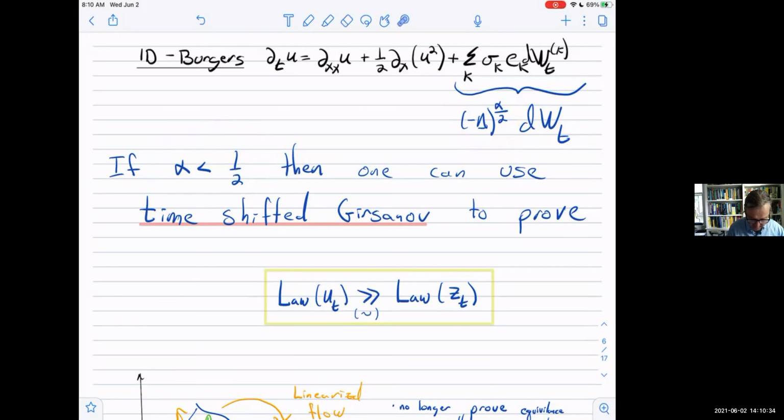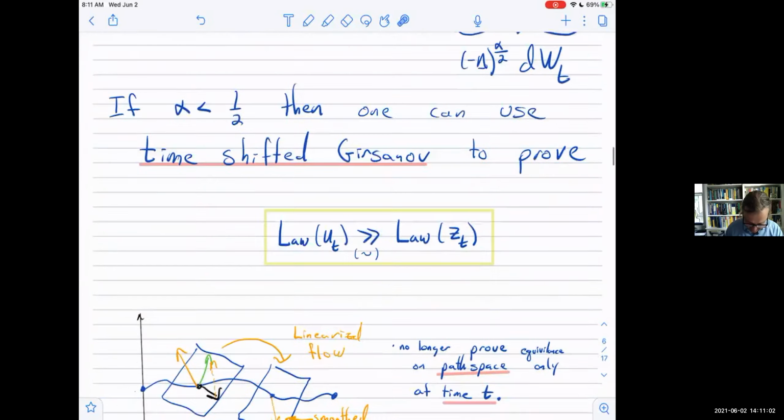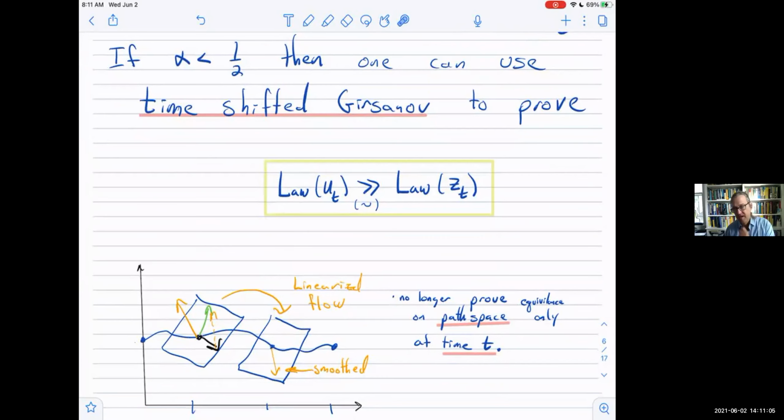In fact, if you want to think of it being very negative, then you can use something which I'm going to explain in a second called time-shifted Girsanov to prove that the law of U is absolutely continuous with respect to the law of Z. But notice I'm only saying at time t. That's really important. So I'm no longer trying to make absolute continuity in path space. I'm only going to say it at a time t, okay? And this kind of method, which we now are calling time-shifted Girsanov, goes back at least to some papers of Tufik Sweden and I around 2005 and 2008 for Burgers, I think. And it certainly is informed by ideas from stochastic analysis, like the Bismut-Elworthy-Li formula and ideas like that.